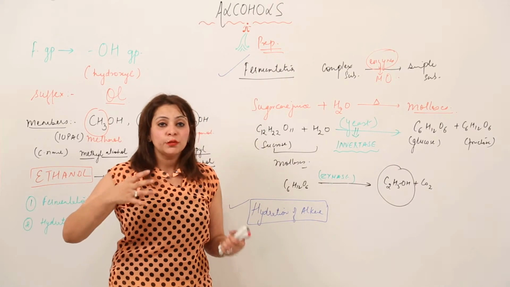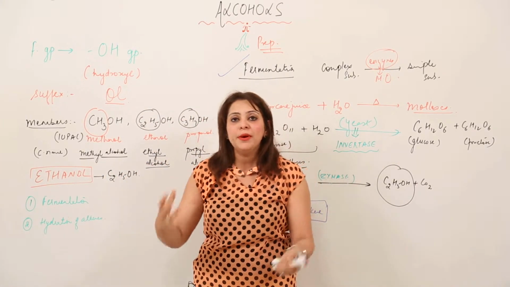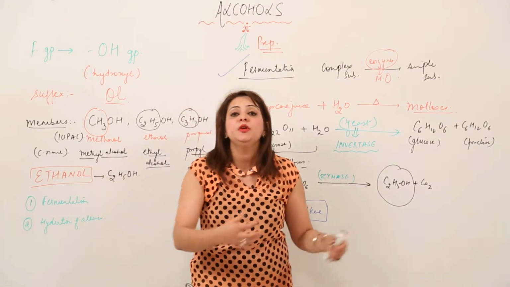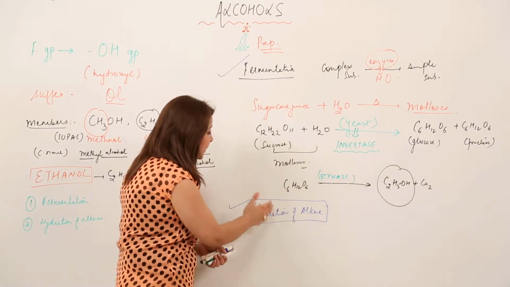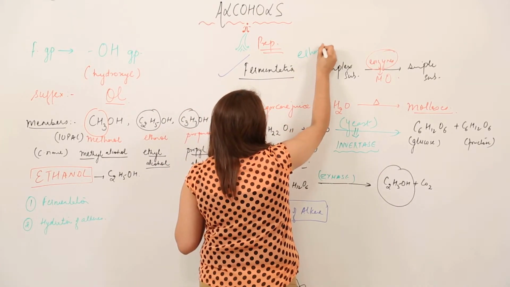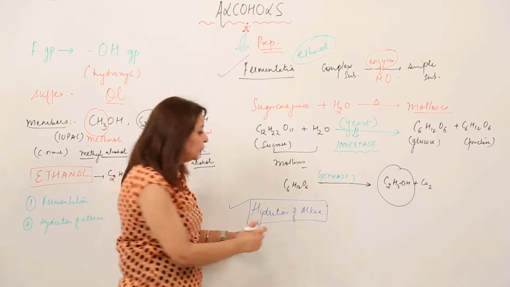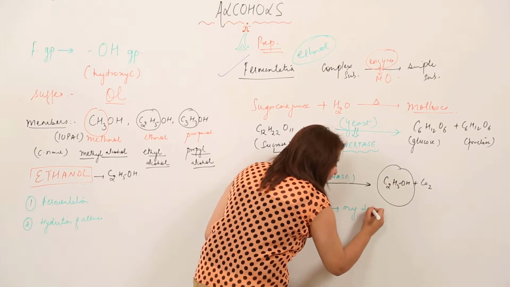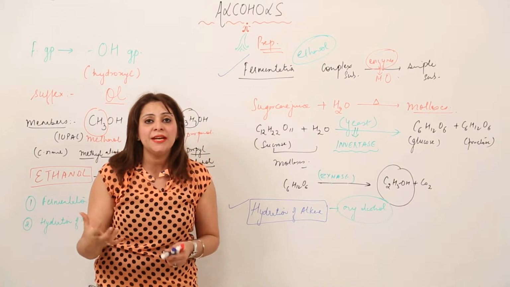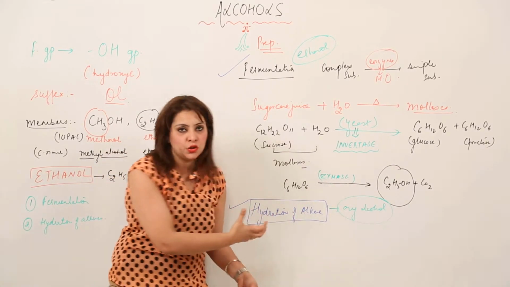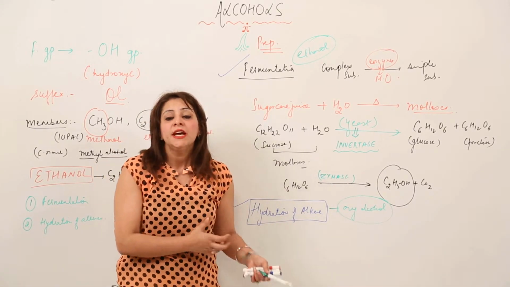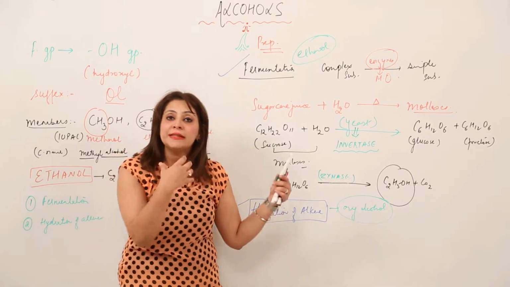That means the member of alcohol which I wish to prepare, the alkene with the same number of carbon atoms I'll be using. So by fermentation we can prepare only ethanol, but by this method we can prepare any member of alcohol. What gets changed is the member of alkene. When you wish to prepare the fourth member of alcohol, you need to take the fourth member of alkene. If we wish to prepare the sixth member of alcohol, we need to take the sixth member of alkene.